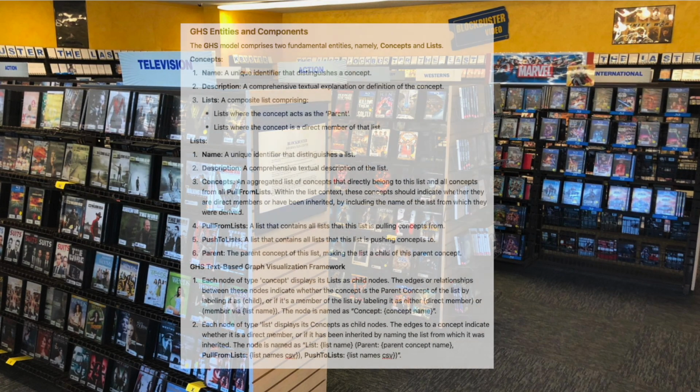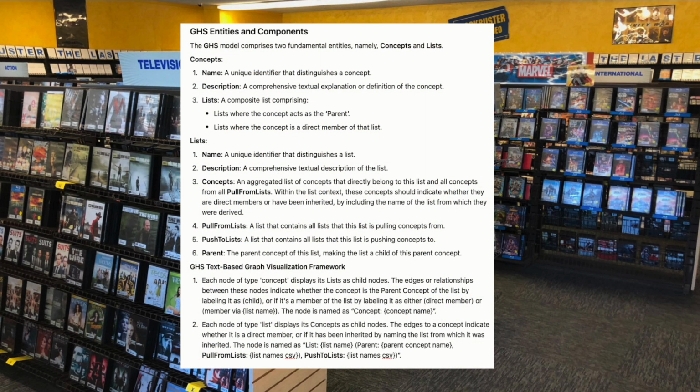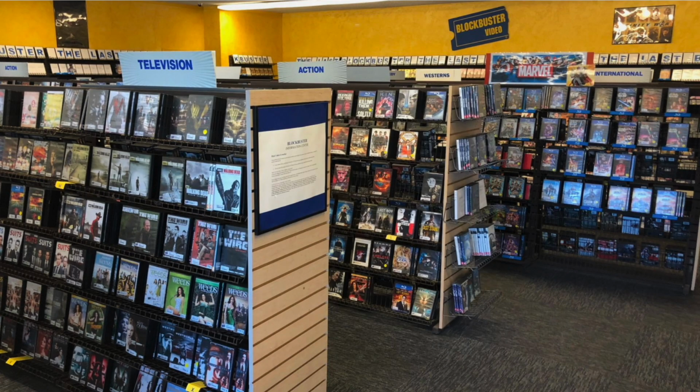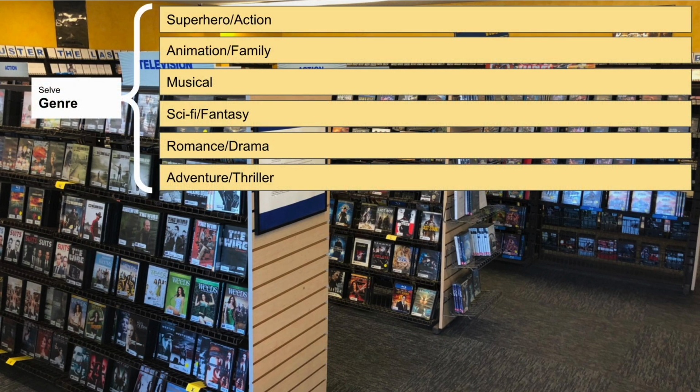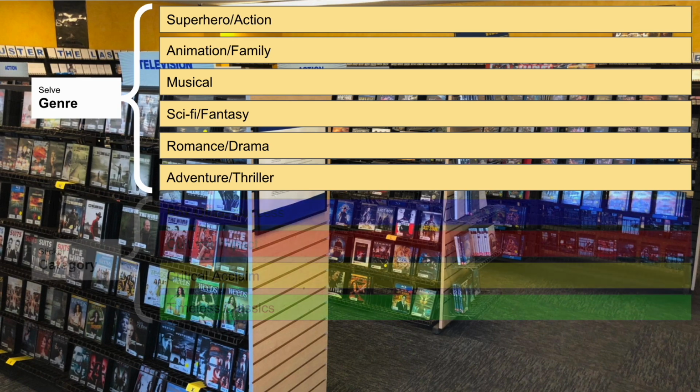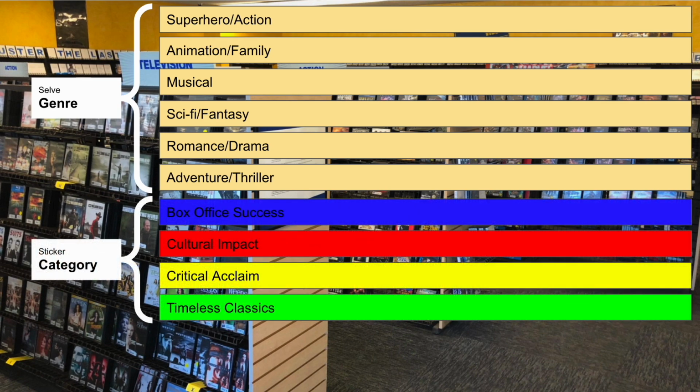I taught ChatGPT to convert that into GraphHubSchema, which at its core basically says everything must be built from only concepts and lists. So how does that actually work? Well, for this analogy, let's consider lists as shelves. As such, our store still has the same 6 shelves for each genre. The colored stickers that represented categories are now also shelves. This actually means that in the new system, the same movie can be on several different shelves.